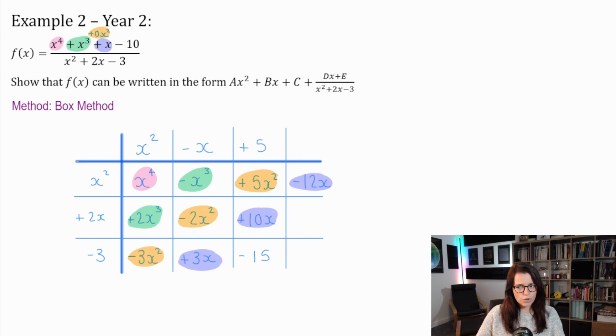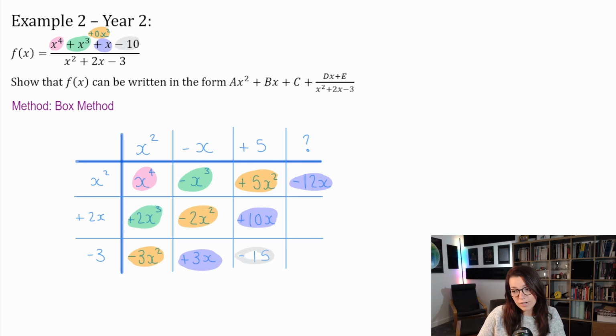Now, if you try to divide minus 12x by x squared, it's not going to give you a sensible answer to put here. This tells you that minus 12x must be part of a remainder. So you don't have to do any of the division step, but you do need to check if there are any more terms left to be divided. And in this case, there is a minus 10.